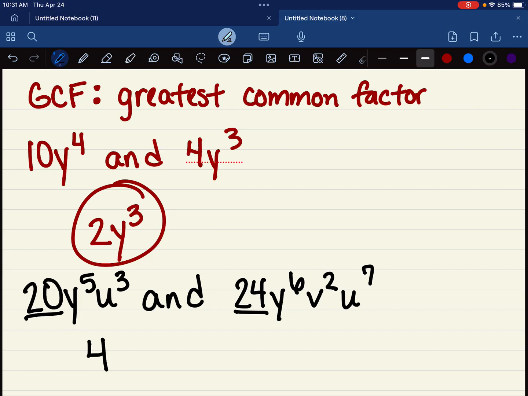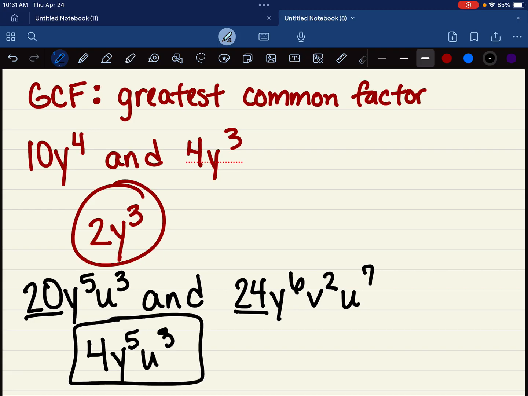Okay, then I'm just going to start looking at variables. What variables do they have that are the same? Y, so I can definitely take y. What's the smaller of the two exponents? 5, so I take y to the fifth. And then they both have u. What's the smaller of the two exponents? 3.